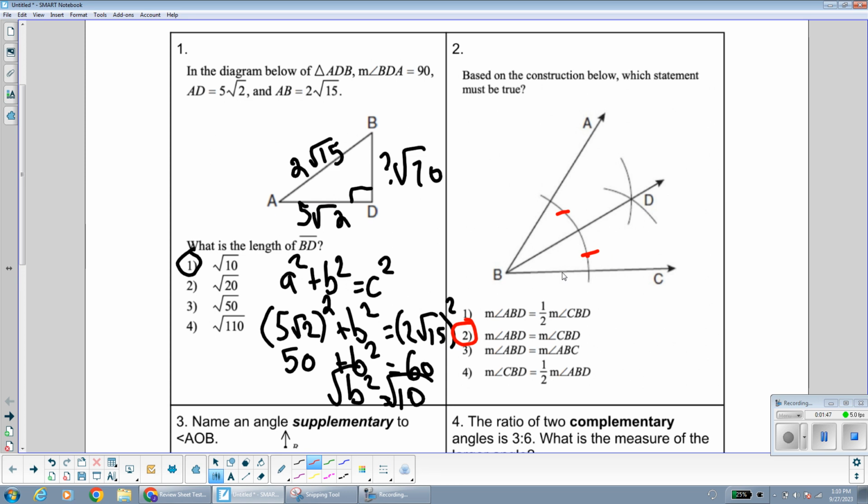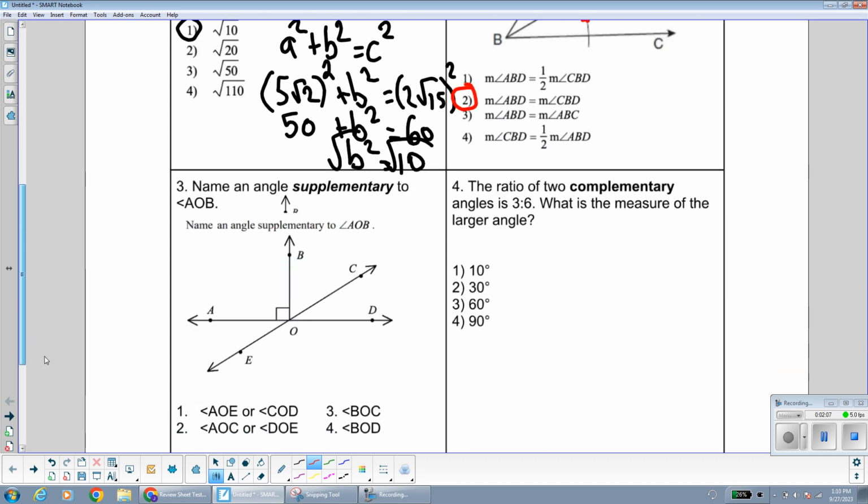So CBD is not 1/2 of ABD. ABD would be 1/2 of the whole ABC, but there isn't an answer choice that says that the half is half of the whole. So just make sure you go through the answer choices carefully and you make sure it's actually saying what you want it to say.